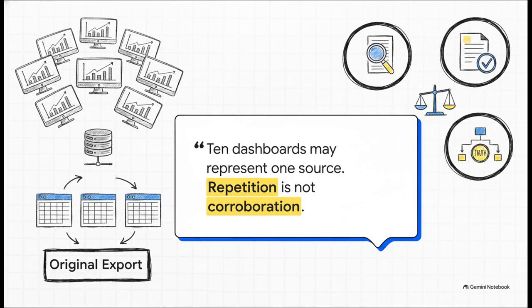Let's zero in on step 4 for a second, because there's a massive difference between independent verification and mere duplication. Just because you see something on 10 different dashboards doesn't mean you have 10 sources. Repetition is not corroboration. 3 different spreadsheets could easily have been generated from the exact same flawed original export. Agreement between sources is only useful if those sources are genuinely, operationally independent.